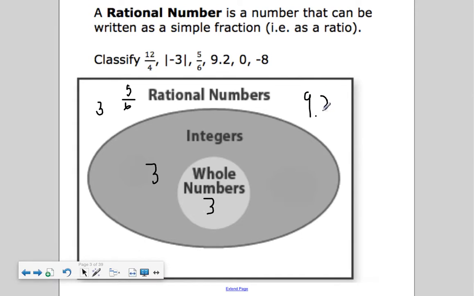What about 0? 0 is a whole number. Is it an integer? Yes, it's a whole number and its opposite. And can that be written as a fraction? Yes, it can: 0/1. And -8. Is -8 a whole number? Nope. Is -8 an integer? Yes, it is. It's whole numbers and their opposites. And can -8 even be written as a rational number? Yes: -8 divided by 1.